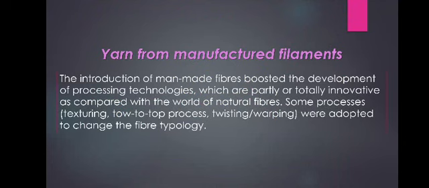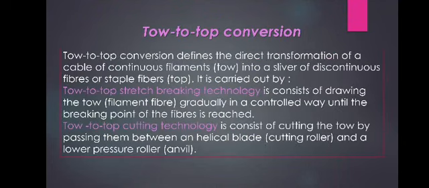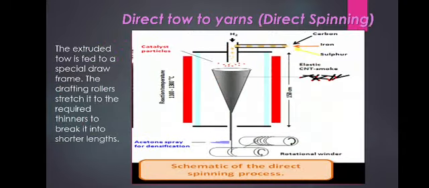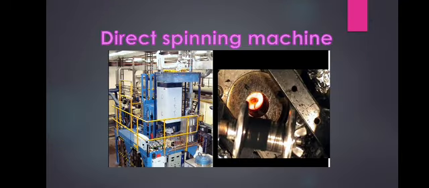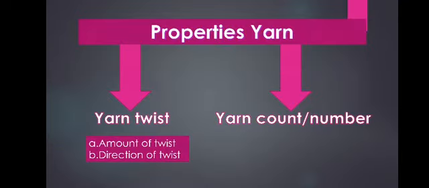Then these filament yarns are converted to staple yarns by tow to top conversion, or by direct tow to yarn conversion. These two methods are used to convert man-made filament fibers to yarns. Then we are moving to the properties of yarns.